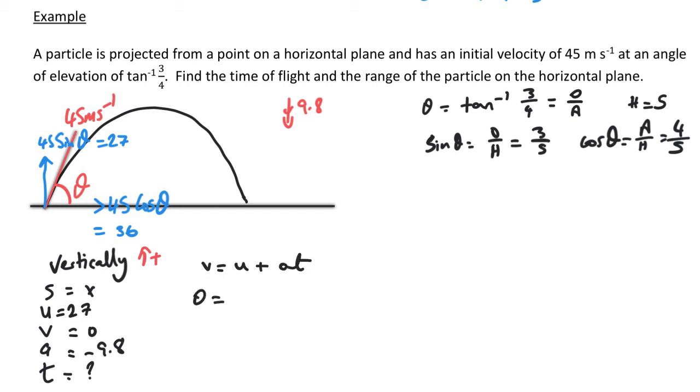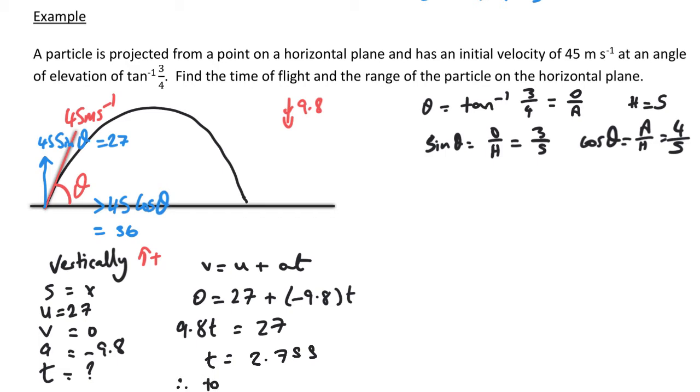So v is 0, u is 27, plus minus 9.8t. So 9.8t must equal 27. So that means that t equals 2.755. But that's just for the time up. So therefore the total time, if we double that, is 5.51 seconds to 3 significant figures.